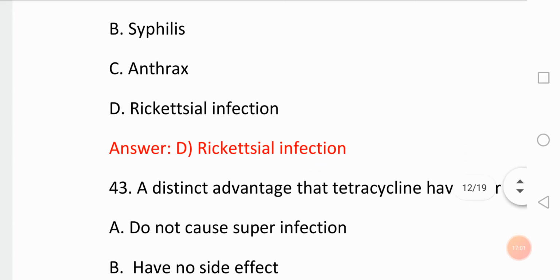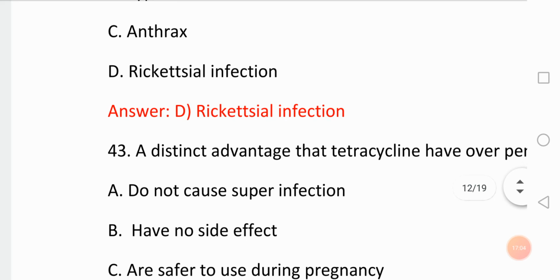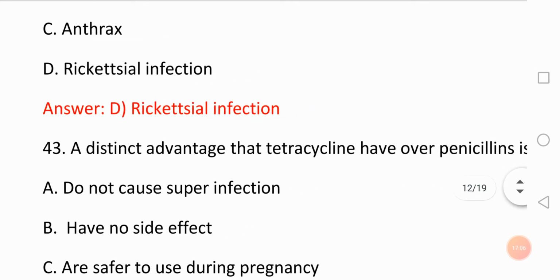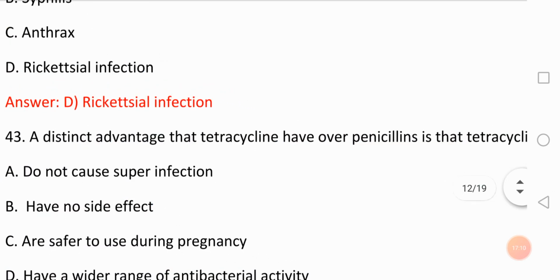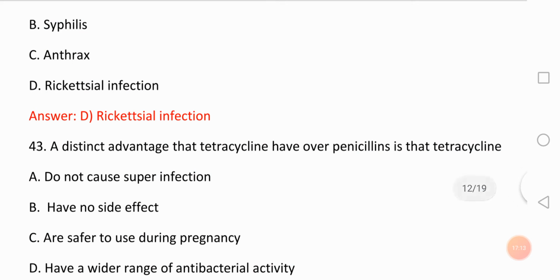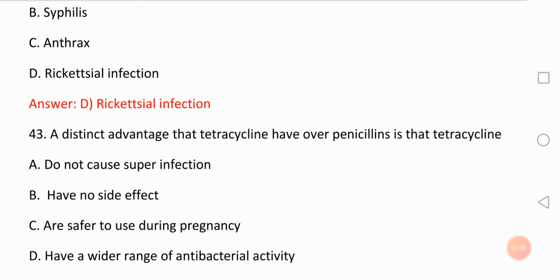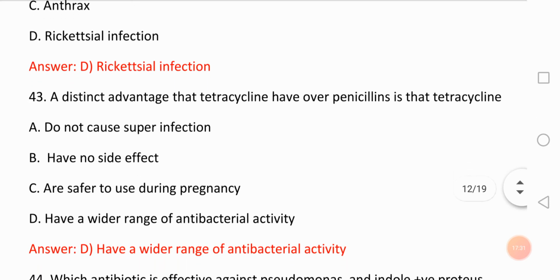Question 43. A distinct advantage that tetracycline has over penicillin is that tetracycline A. does not cause superinfection, B. has no side effect, C. is safer to use during pregnancy, or D. has a wider range of antibacterial activity. And the answer is D, has a wider range of antibacterial activity.